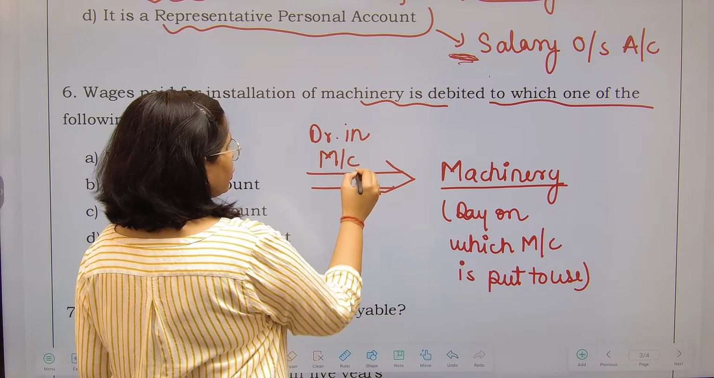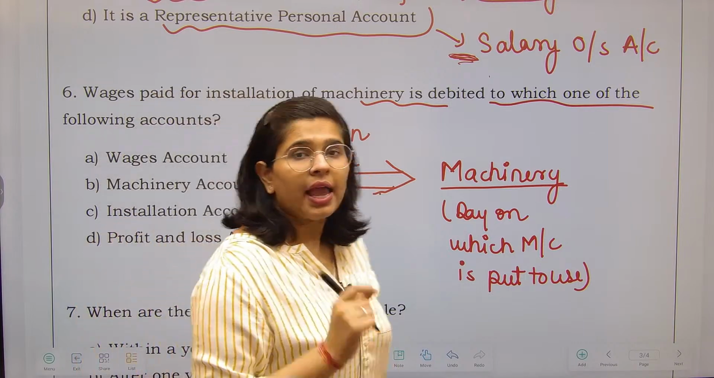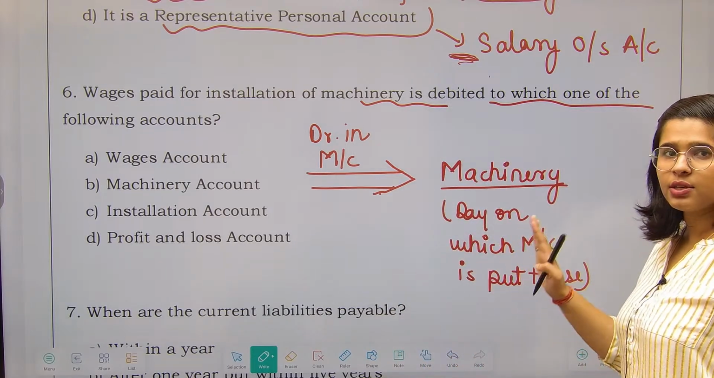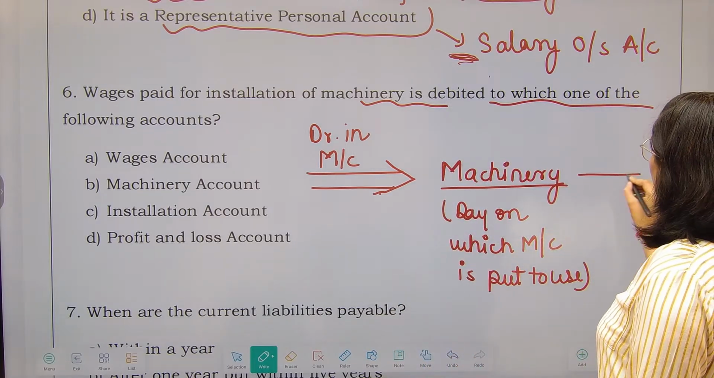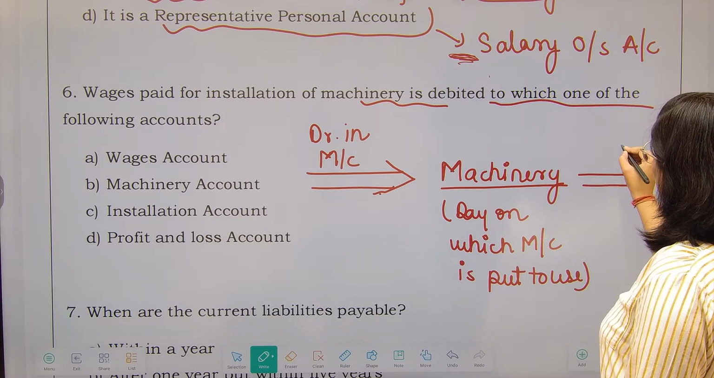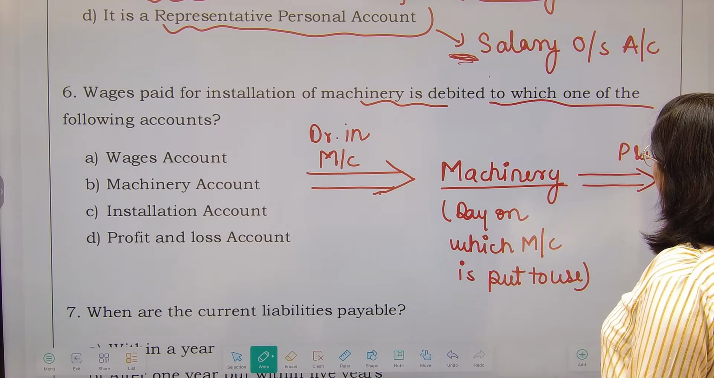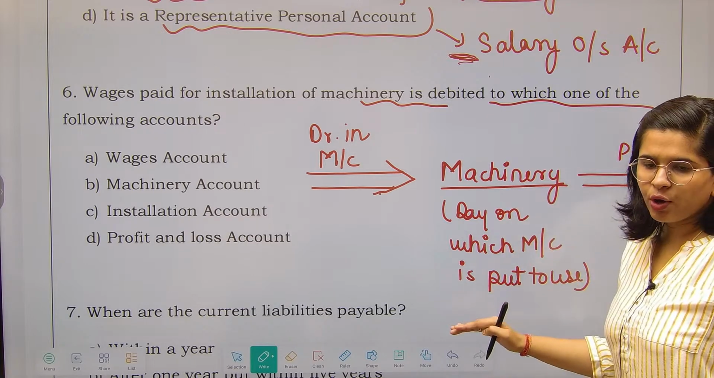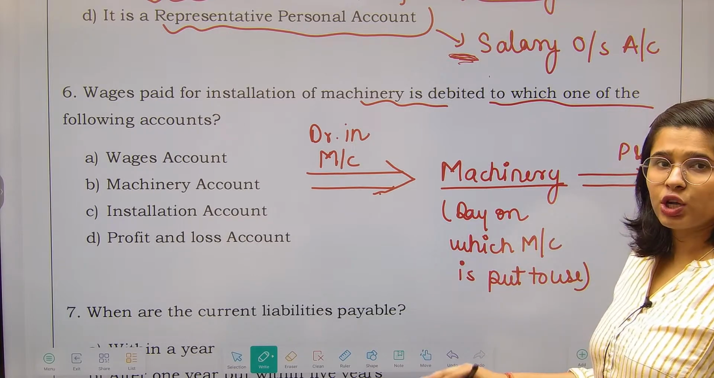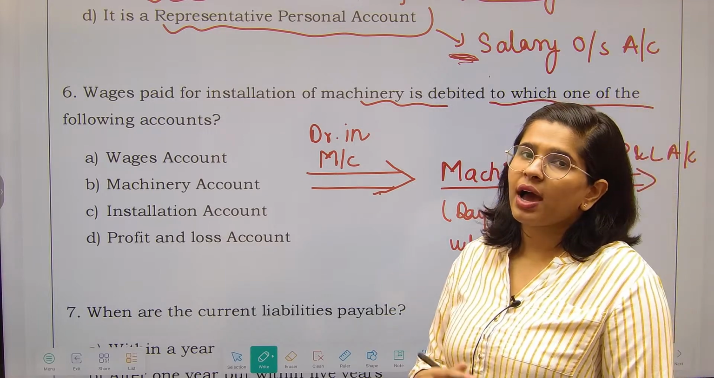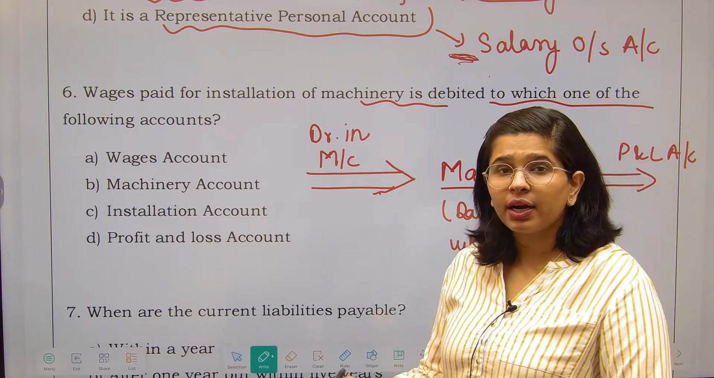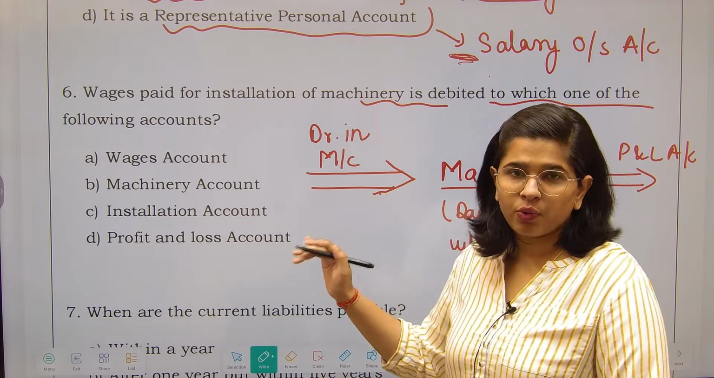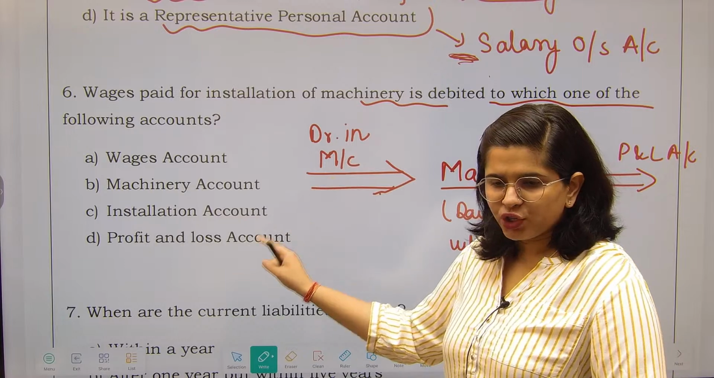Why is it so? I'm going to tell you that as well. Any expense that you incur once your machinery is put to use is going to be charged to P&L account. So till the time your machinery is not ready, please debit all the expenses you have incurred to construct that machinery in the machinery account. Now what is the meaning of debited in machinery account?